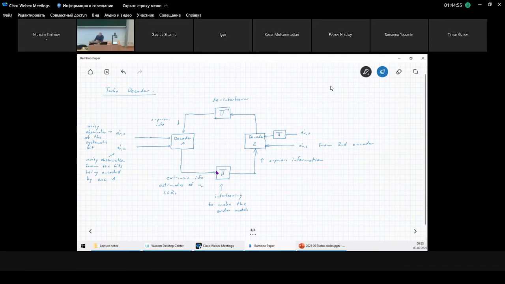So let's write here: decoder 2 generates independent information on the bit to be estimated, and this will be used as a priori information for decoder 1, and so on.